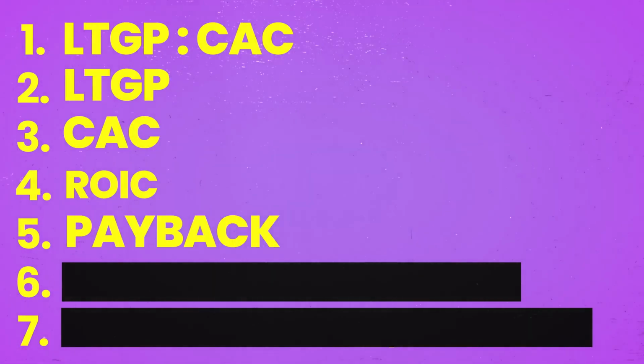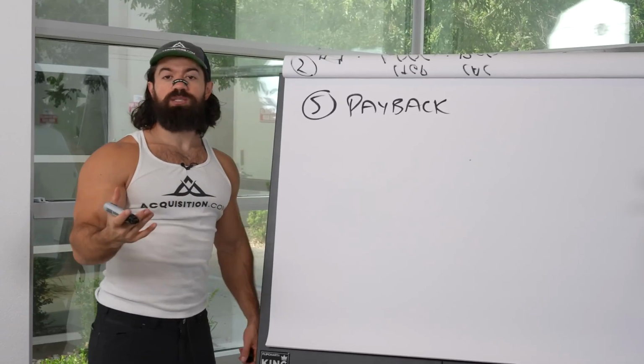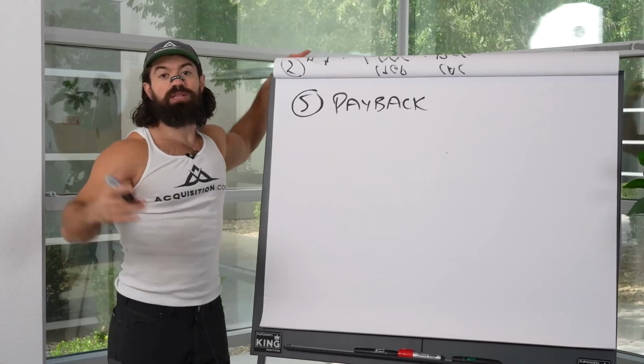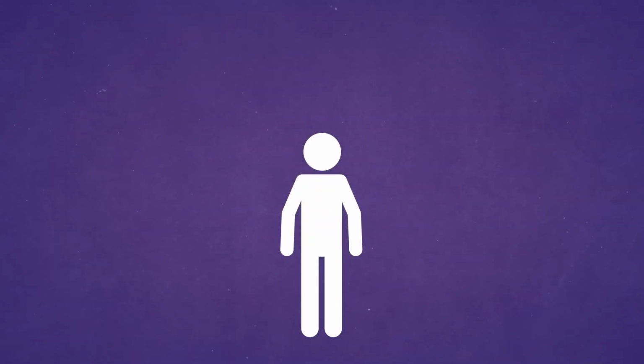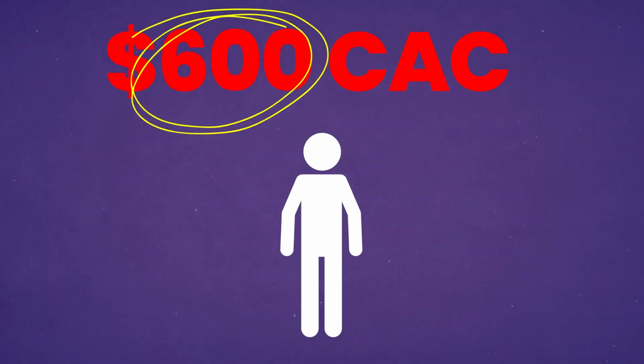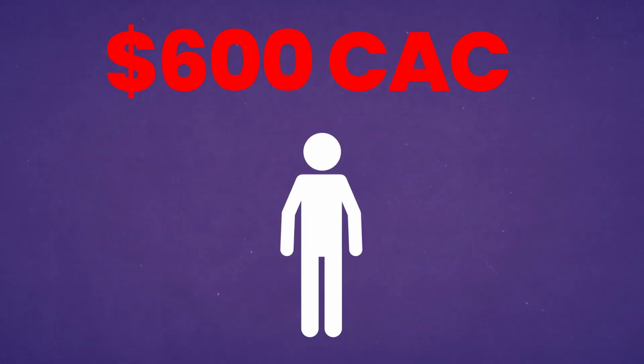So let's go through number 5, which is payback period. Simply put, how quickly are you paid back for getting a new customer? So we talked about return on invested capital at the business level, but now I'm going all the way back down to the unit: how long does it take me to recover the cost to acquire a customer? Remember I said CAC was $600? Well, I spend $600, how quickly do I get it back?